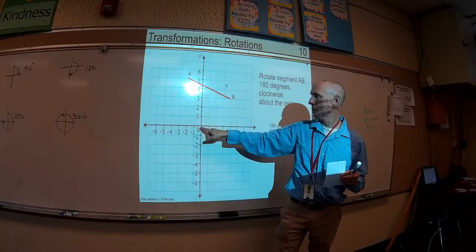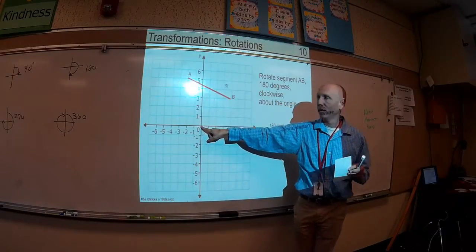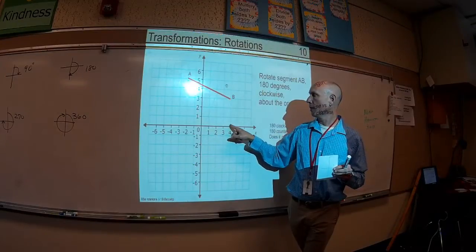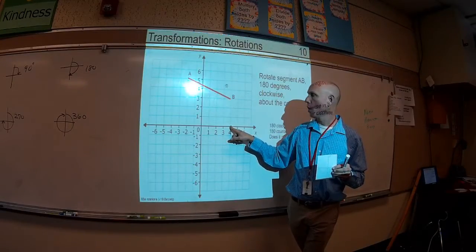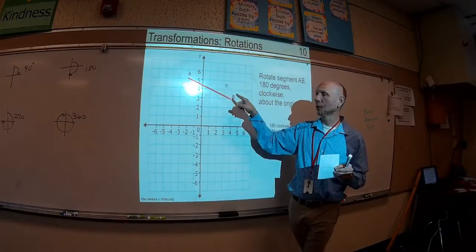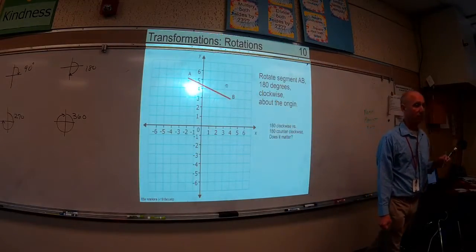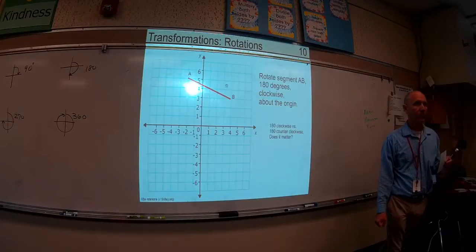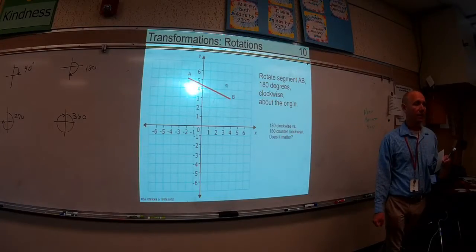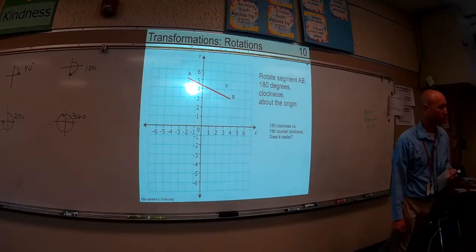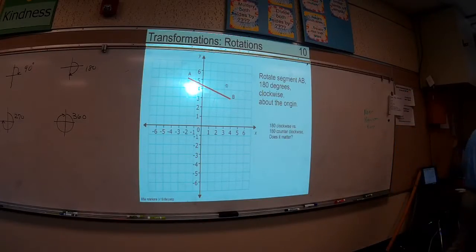Put your finger at 0, 0. Go right 1, 2, 3, 4. Go up 1, 2, 3. Label it as B. Connect the dots. Do the exact same thing on the little piece of paper. Just lightly, because you're going to erase it.